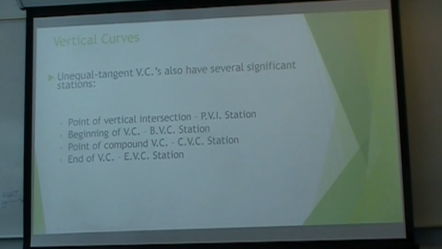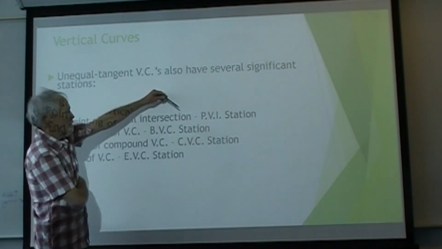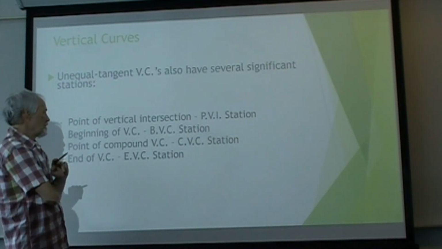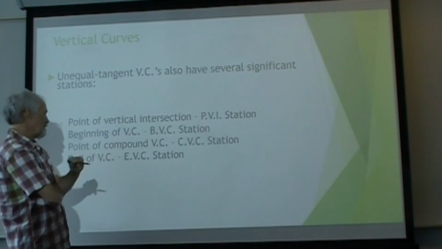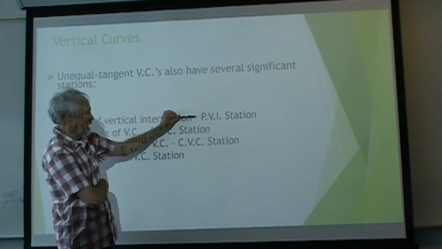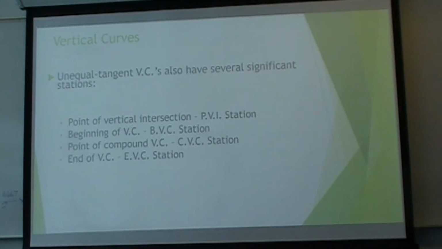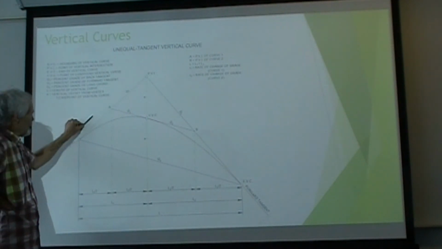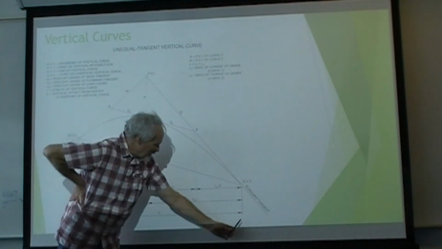So again, common points. Okay, you really have four, although really one of them is the same. You have the PVI, which is where the two grades meet, the grade 1 in, grade 2 out. You have the beginning of the vertical curve, you have the ending of the vertical curve, and then you have the point of compound vertical curve, PCVC. Well, that is the same station as the PVI. So these guys exactly share the same station, but they will have different elevations. So in this case, grade 1 in, grade 2 out, PVI. There's your L value from BVC to EVC.